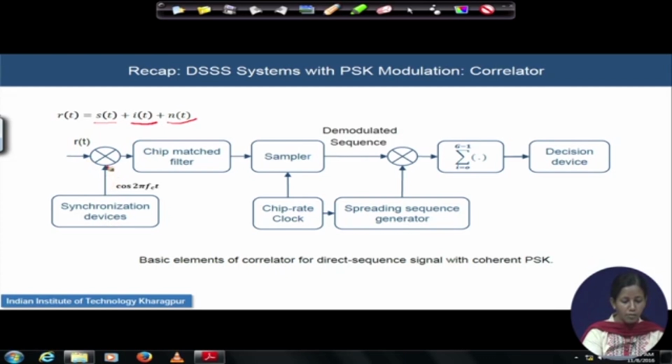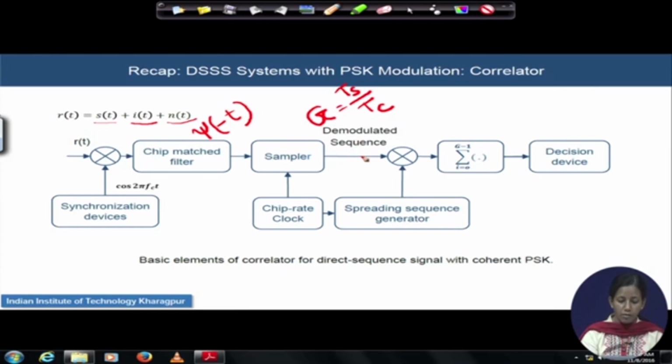The receiver has synchronized to the carrier frequency fc, and next the chip matched filter has its transfer function matched with the chip waveform psi(t), so its impulse response will be psi(-t). The sampler is running at the chip rate. After the matched filter output, the target of the sampler is to produce G number of samples, where G is the symbol duration over the chip duration, the number of chips present per symbol duration, and it should be exactly G for the next adder circuit to work upon it.